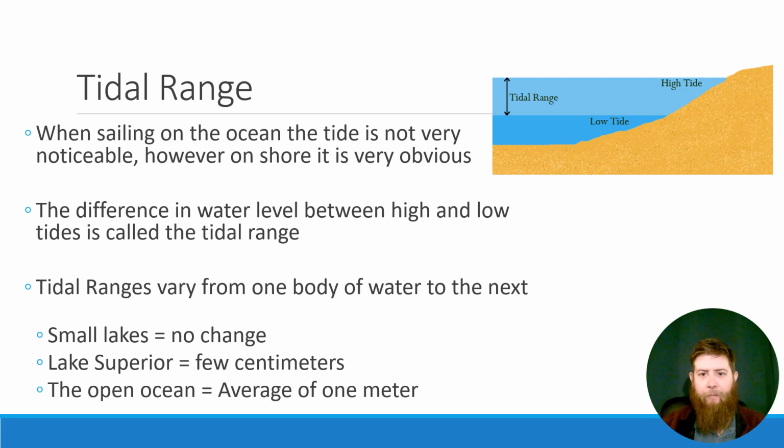If you're on a small lake, there's very little change in tidal range. It's not a big enough body of water to be affected by the moon's gravity. If you're on a really big lake, like Lake Superior, the biggest of the Great Lakes, it goes up and down a few centimeters. So still very small, about an inch, probably not even noticeable unless you're really looking for it. And then on the open ocean, you have an average of 1 meter between high tide and low tide.